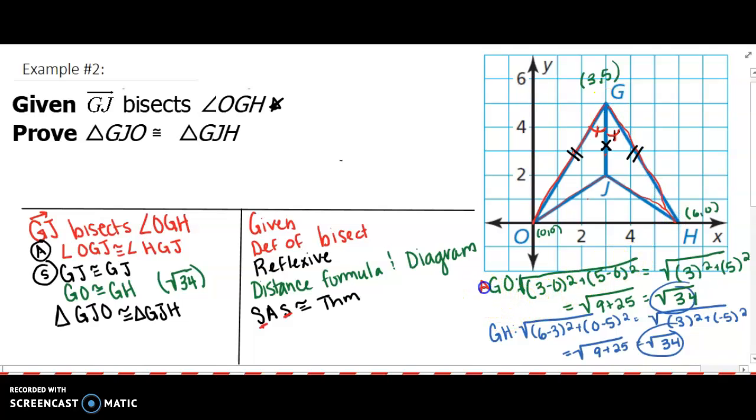Okay, so when you do the distance formula in GO and GH, you should have got the square root of 34 for both. So I just wrote that they're congruent, and I wrote square root of 34, distance formula and diagram, and then these triangles are congruent by the side angle side theorem.